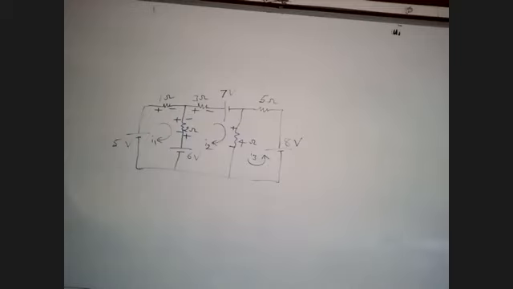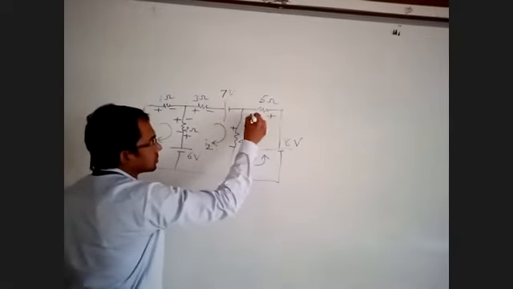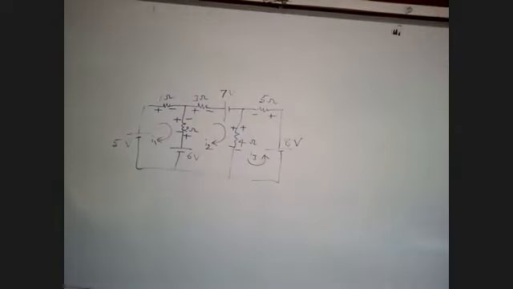Now come to the third loop. Mark those plus and minus in the direction of currents I1, I2, and I3. That is your first step. Now we'll write the loop equations.